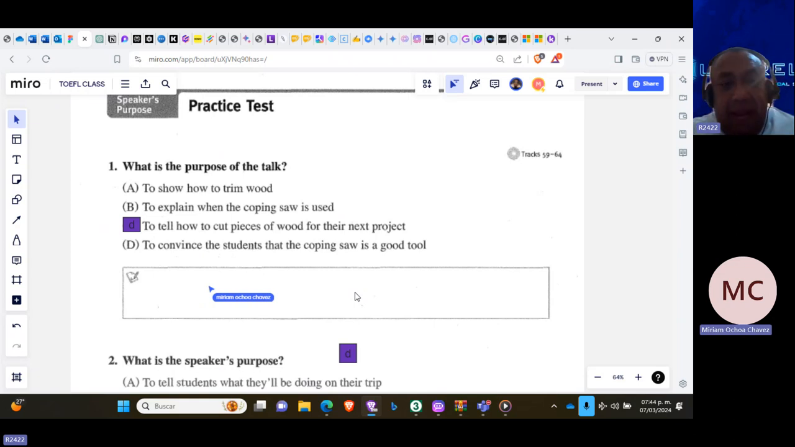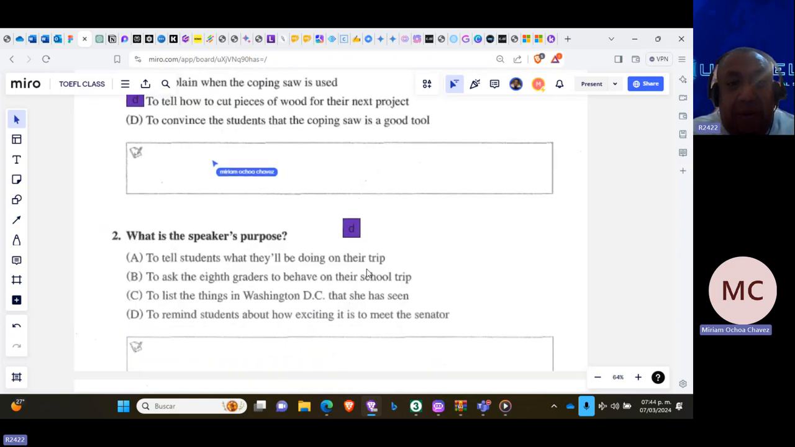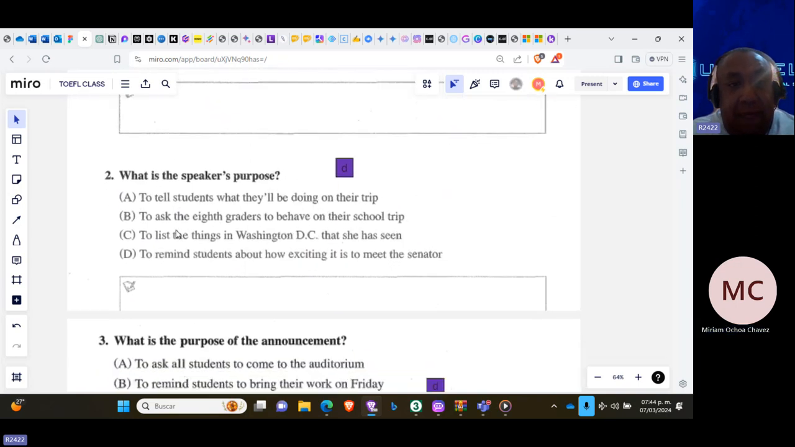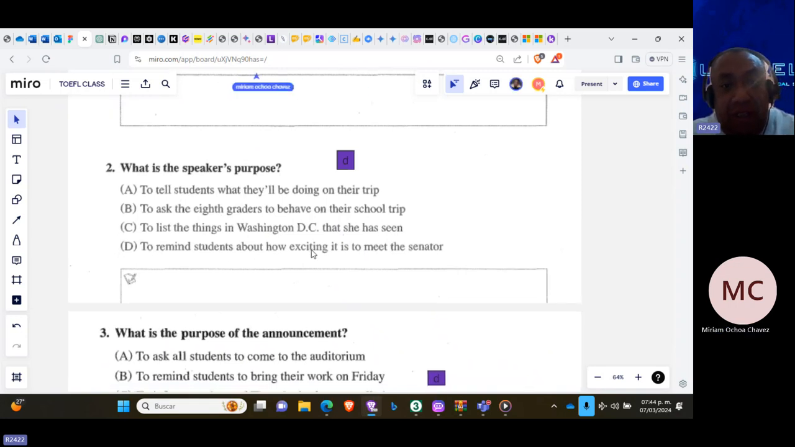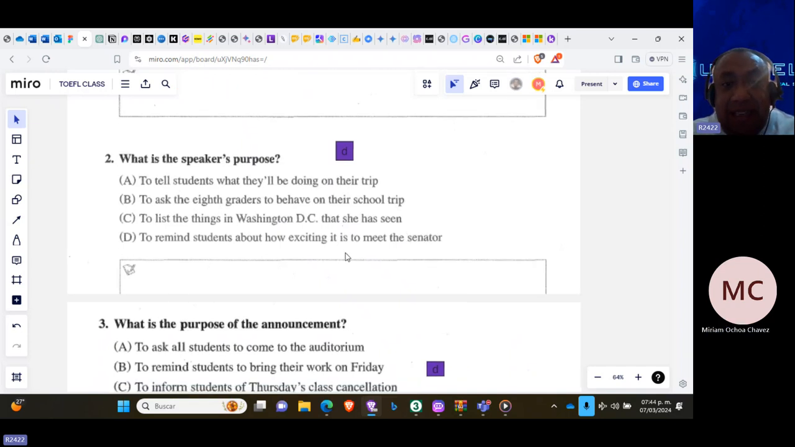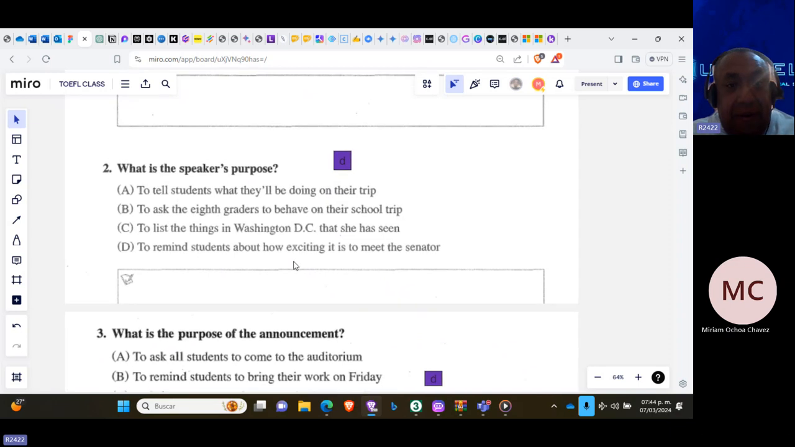Excellent, very good. Okay. So, number two, what is the speaker's purpose? A, to tell the students what they'll be doing on their trip. B, to ask the eighth graders to behave on their school trip. C, to list the things in Washington, D.C. that she has seen. D, to remind the students about how exciting it is to meet the senator.